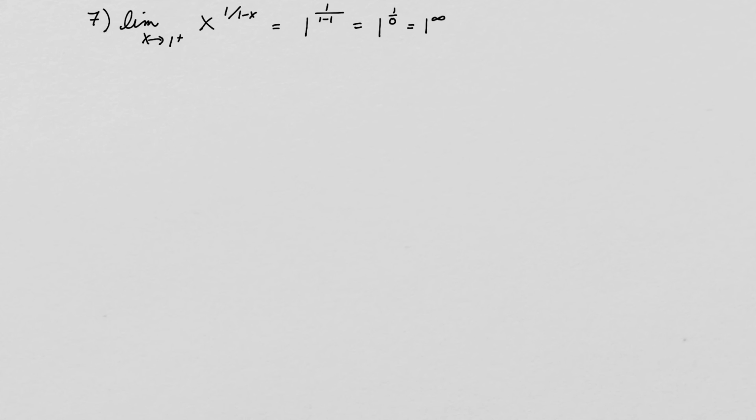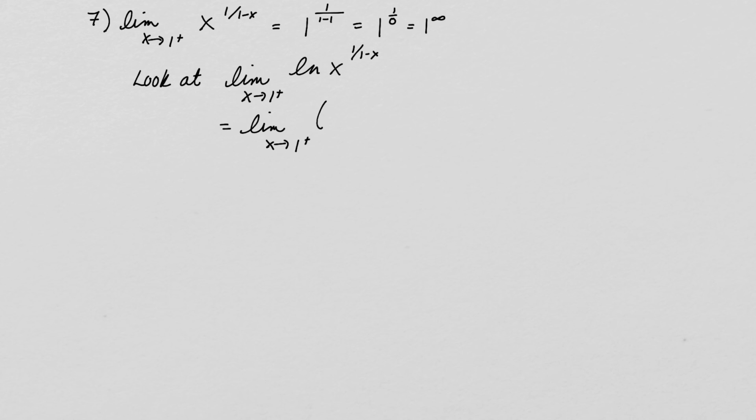So this is one of those cases where we have to look at a different limit, which is going to help us untrap the power. So we're going to look at the limit as x approaches 1 from the right of the natural log of x to the 1 over 1 minus x. And that allows us to bring the power down. So this is going to be the limit as x approaches 1 from the right of 1 over 1 minus x times the natural log of x.